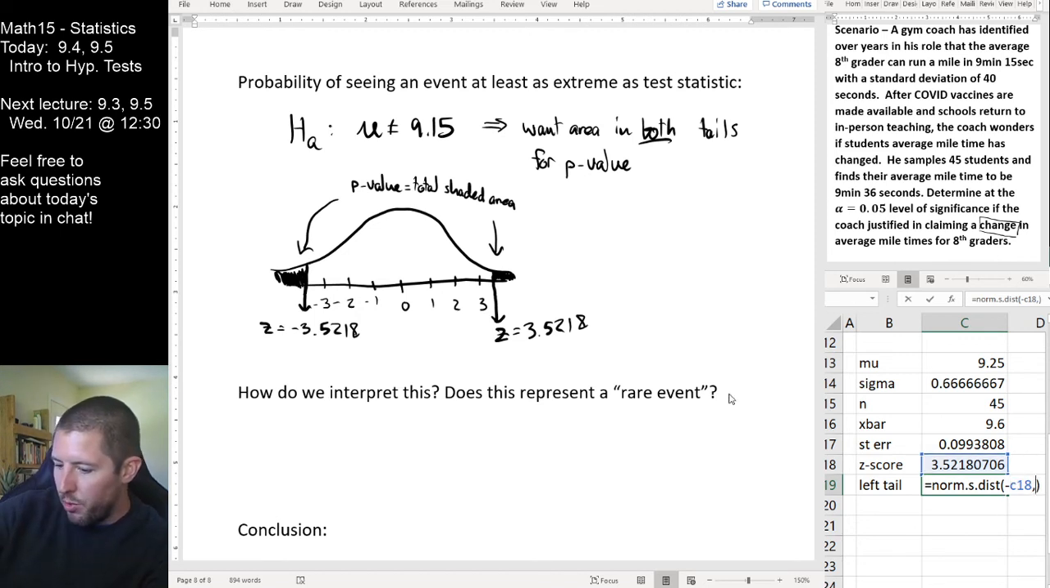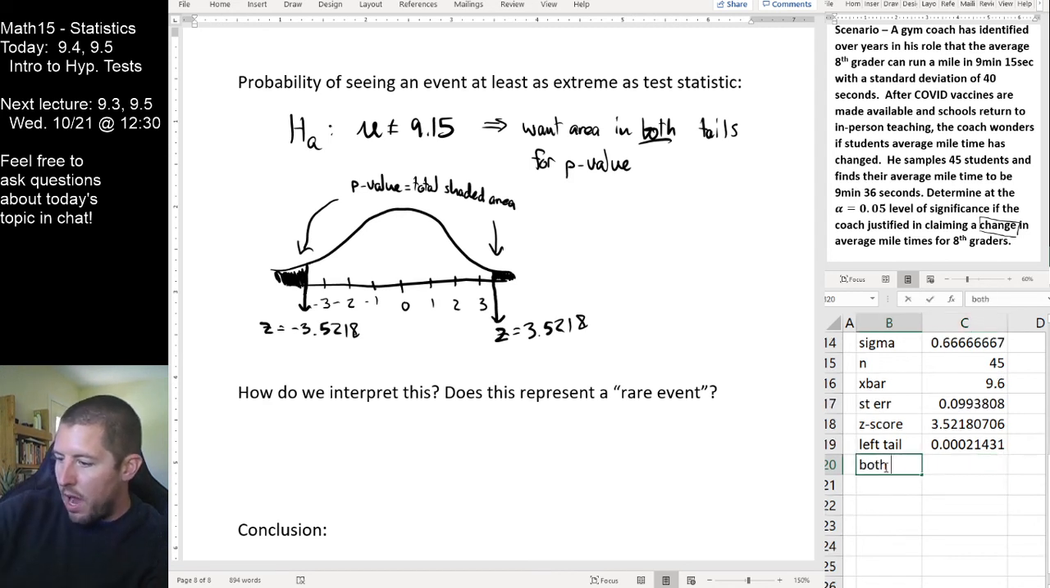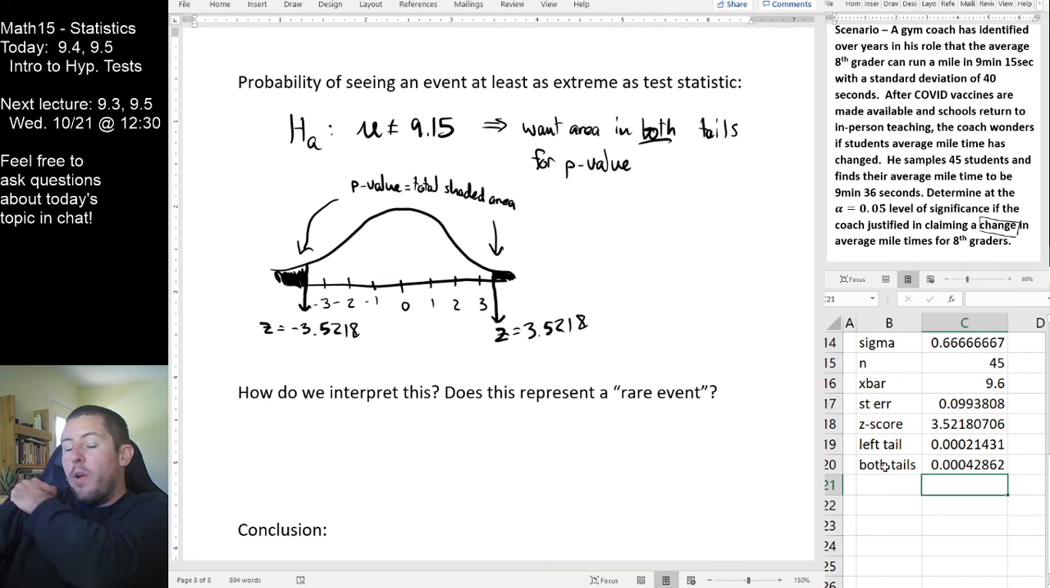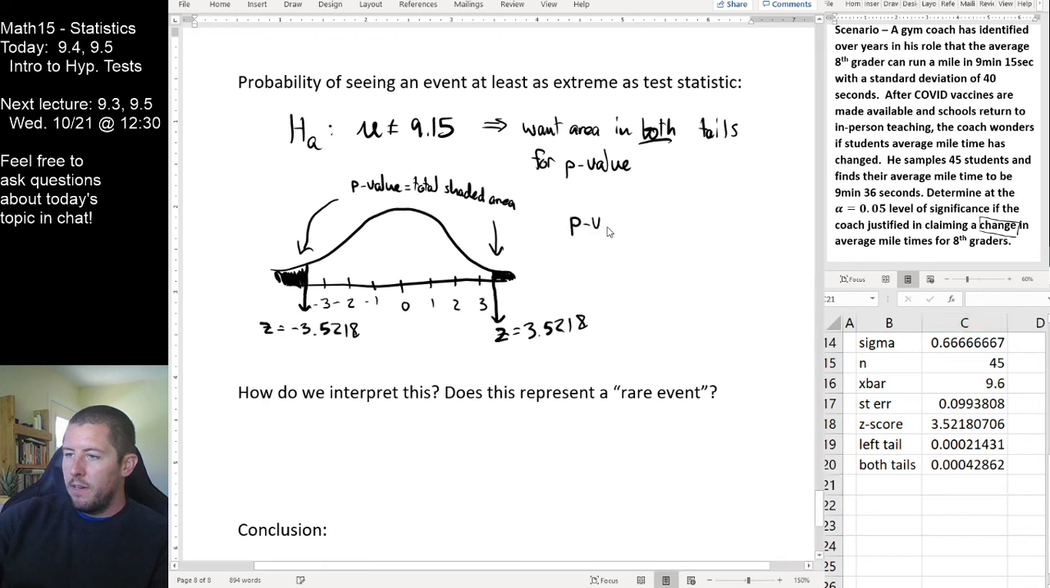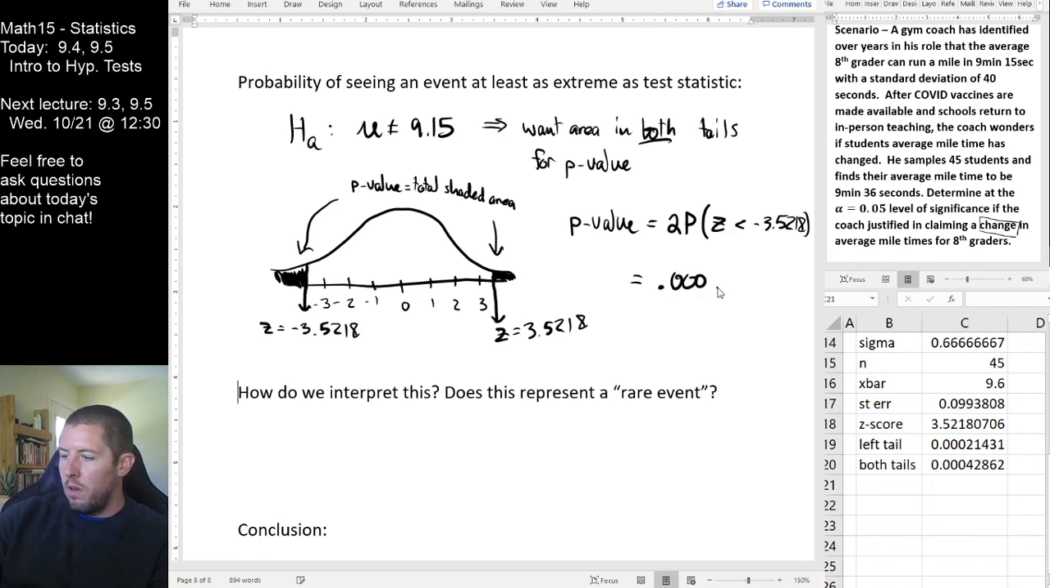And what I'm finding, oh, too few arguments. That's right, I forgot my statement of true in here. And then I stuck one too many parentheses on and it fixed for me. All right, so there's my left tail area. So now I can get both tails by just saying this is equal to 2 times one of the tail areas. So I'll do times C19. And now we have both tails area right here for my p-value. So I'm going to say that our p-value here is equal to 2 times the probability that z is less than negative 3.5218. And that I'm getting from Excel is 0.000428662.